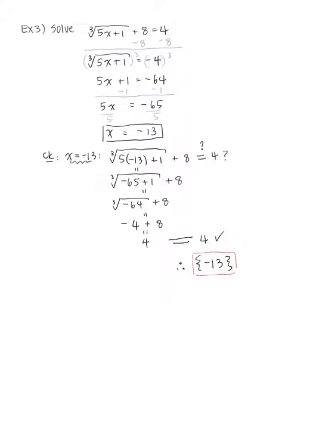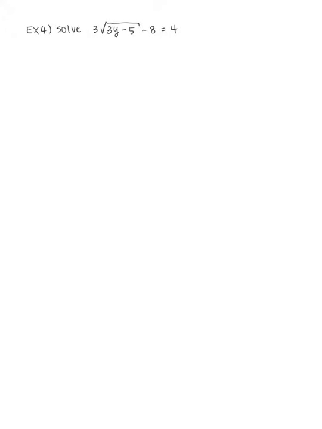How are you guys doing up to here? Hopefully you're getting the hang of it. So let's take a look at another one. Let's try 3 times the square root of 3y minus 5, minus 8 equals 4.